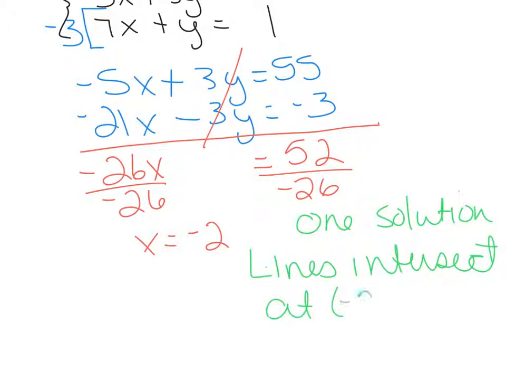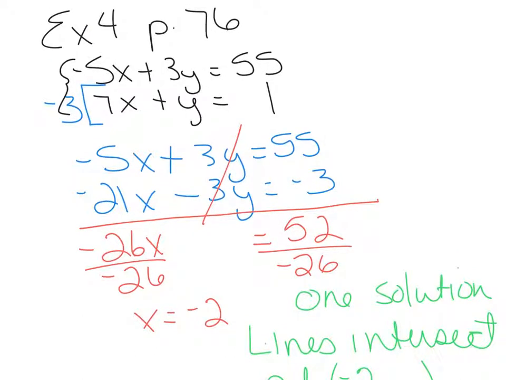And we know the x coordinate is negative 2, we just don't know the y coordinate yet. We're going to use our original equations to find the y coordinate. It doesn't matter which one you decide to use. I use the one with a lower number, so that would probably be the second one, 7x plus y equals 1.